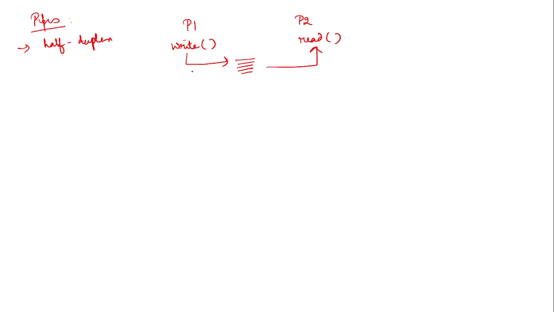So this is a half duplex method, meaning P1 will always be writing at a given point of time. Let's say it is writing something in a file, and from that file P2 will be reading. This is the main meaning of half duplex, because at a time only one process can read and the other process could write. So this is half duplex.